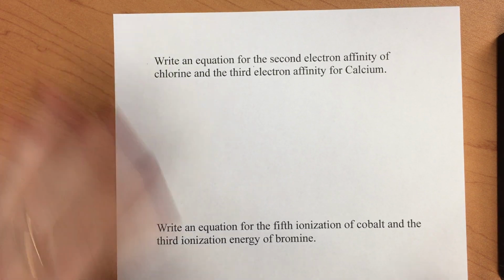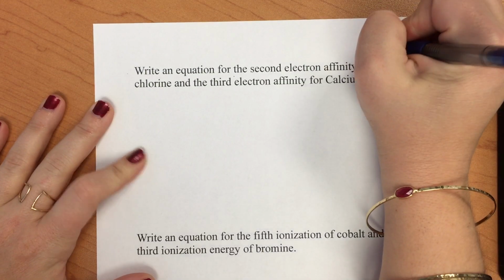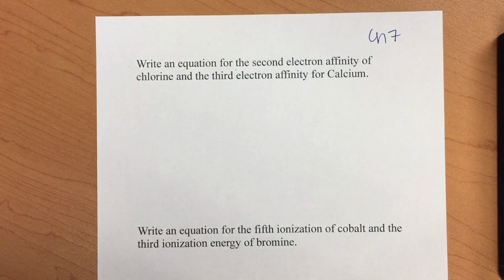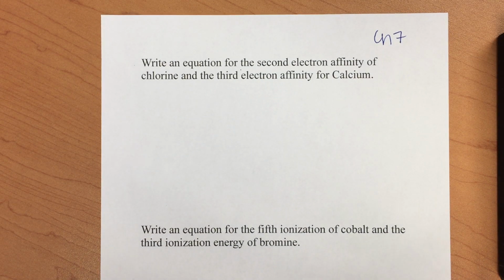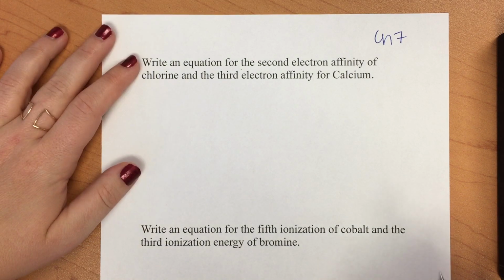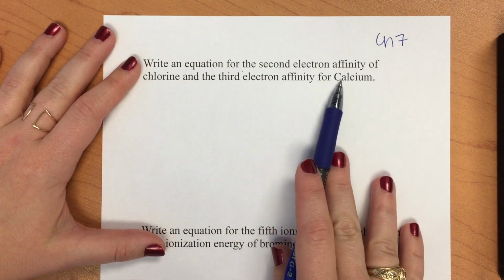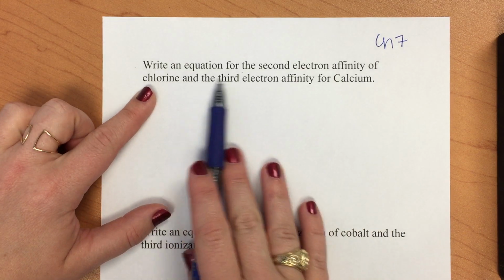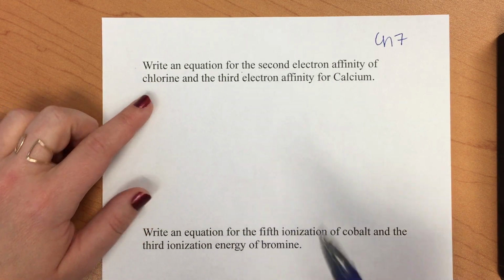So when we think about periodic trends, one of the other things that we can do is begin to consider how we can write equations that correspond to the trends that we're seeing. So in the first part, we want to write an equation for the second electron affinity of chlorine and the third electron affinity for calcium.